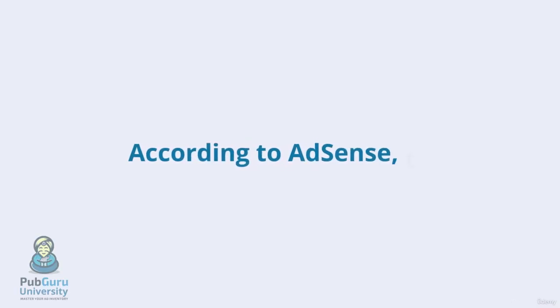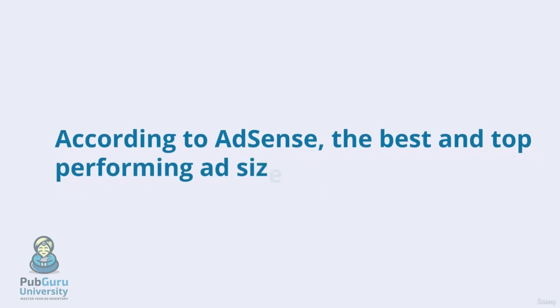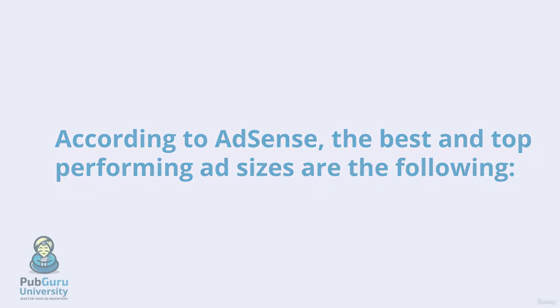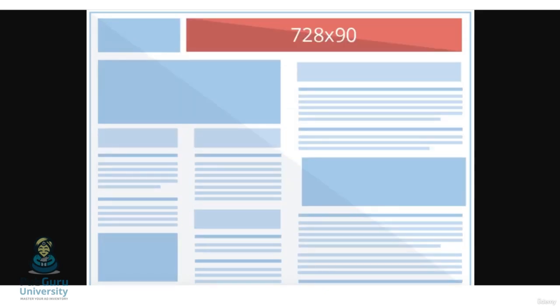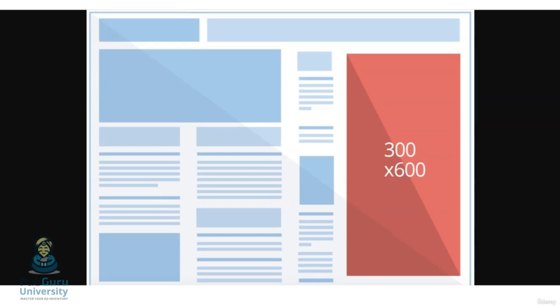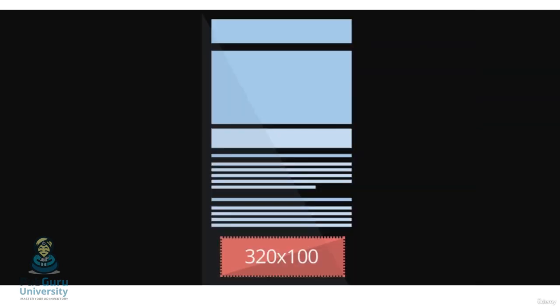According to AdSense, the best and top performing ad sizes are the following: 300 by 250, 336 by 280, 728 by 90, 300 by 600, and on mobile, 320 by 100.